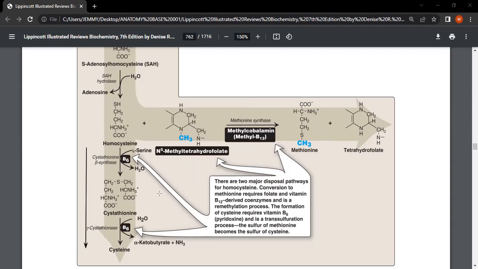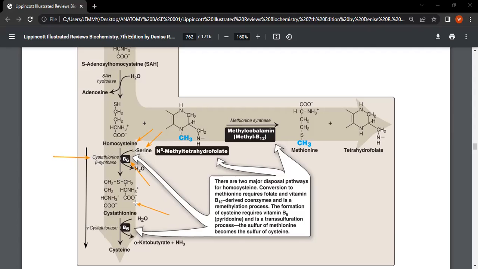So homocysteine, we will take homocysteine, the one which we formed from S-adenosyl homocysteine via the S-adenosyl homocysteine hydrolase reaction. We take that homocysteine, we add serine to it. Serine is also an amino acid. Now, this reaction requires vitamin B6, your pyridoxal phosphate, and the reaction is catalyzed by cystathionine beta synthase. So, after adding homocysteine and serine, you get your cystathionine here.